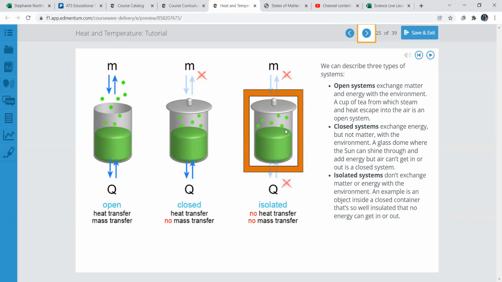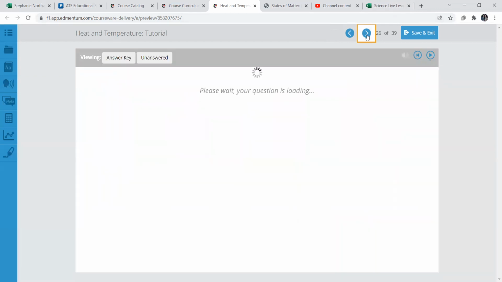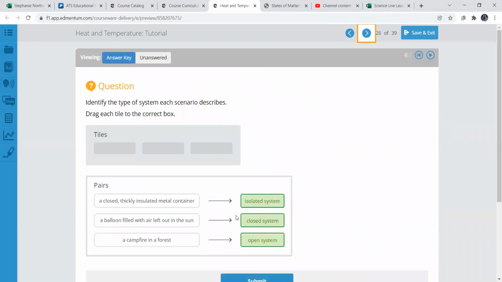Okay, open systems exchange matter and energy with the environment, like a cup of tea from which steam and heat escape into the air. Closed systems exchange energy but not matter with the environment. Isolated systems don't exchange matter or energy with the environment. Okay, so again, let's review these. Isolated system: a closed, thickly insulated metal container, like a metal water bottle. Closed system: a balloon filled with air left out of the sun. Open system would be a campfire in a forest.